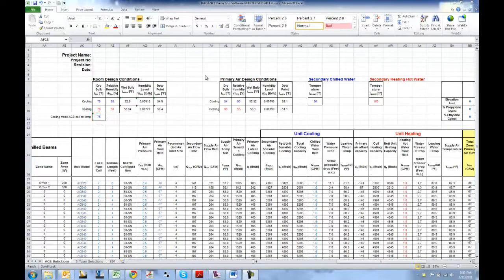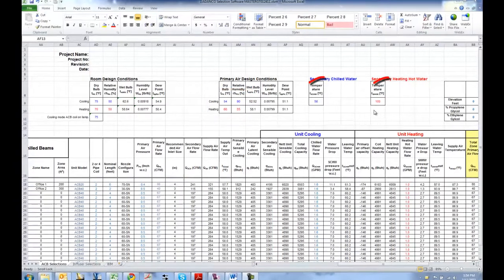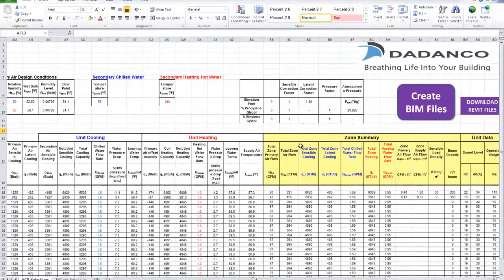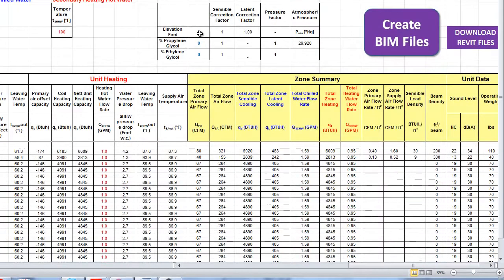The design condition of the primary air that comes from the air handling unit in both cooling mode and heating mode can be entered in these cells. We can also enter the secondary chilled water temperature and the heating hot water temperatures. The elevation of your project above sea level can be included here to incorporate the necessary derates, and if the water system incorporates any ethylene or propylene glycol, we can incorporate those percentages here.